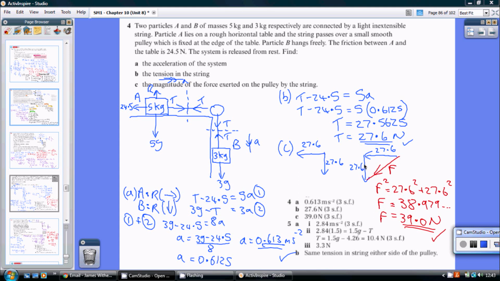Well, the net effect is this force here, and you can kind of feel it. If you were the pulley and suddenly you came off the mechanism holding you there, you'd shoot in that direction, wouldn't you? Because you're being pulled left and down. So we just have Pythagoras here. Our force is 27.6 squared plus 27.6 squared, square rooted, and that gives us 39.0 newtons.